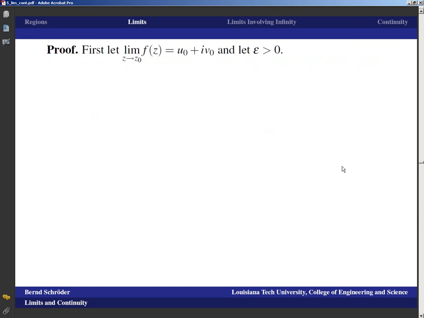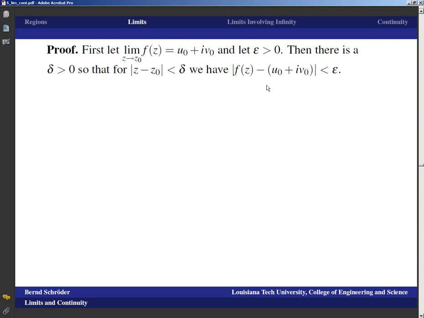Okay, what's the proof? Well, let's first take a function so that the limit as z goes to z0 of f of z is u0 plus iv0, and we let epsilon be greater than 0. Well, then there is a delta greater than 0, so that for |z minus z0| smaller than delta, we have that |f of z minus the limit u0 plus iv0| is smaller than epsilon. That's just straight from the definition of the limit.